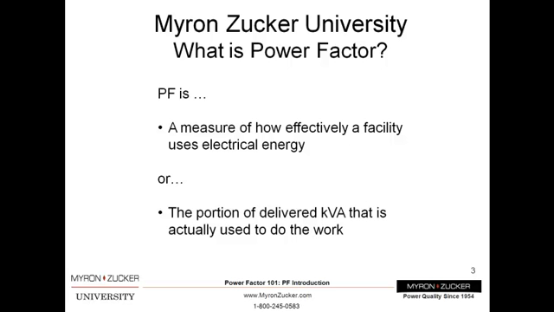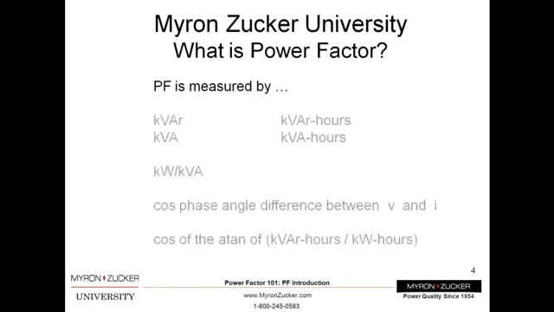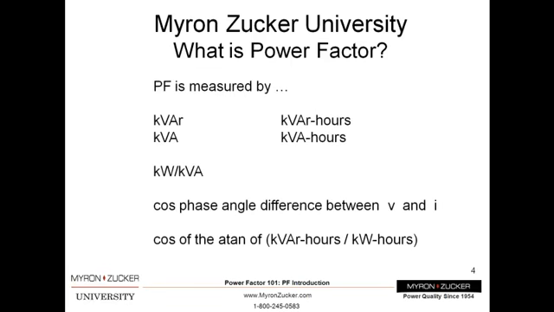Power factor can be quantified or measured using many methods and expressions. These are kVAR, kVAR hours, kVA, kVA hours, the ratio of kW to kVA, the cosine of the phase angle difference between voltage and current, the cosine of the angle whose tangent is kVAR hours divided by kW hours. The point here is that there are many expressions for measuring power factor, and they are all related.